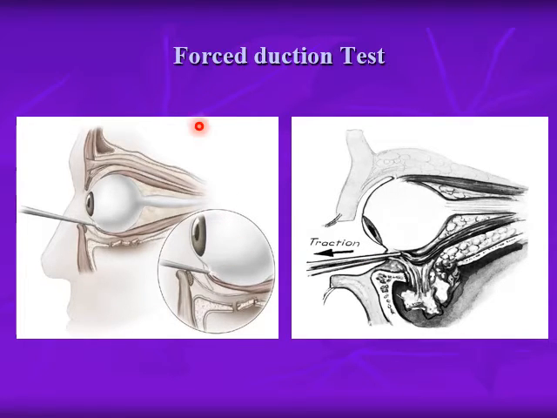This test is called the forced duction test. It is used to determine if the muscle is entrapped or not. By a toothed tweezer, we can catch the insertion of the muscle in the conjunctiva of the eye, and move or pull it. If the muscle is pulled freely and the eye moves freely, there is no entrapment. If the muscle does not move and the eye does not move, this will be muscle entrapment. It is called the forced duction test.